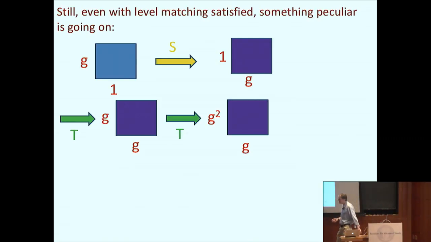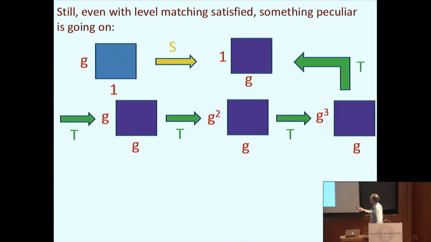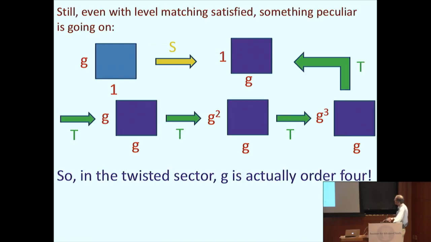So that's funny. T-duality is supposed to be an involution. R goes to 1 over R. You do it twice, it's the same thing, right? Well, if you just keep going, you find that after 4 tau to tau plus 1 transformations, you do come back to the original partition function. And so in the twisted sector, g is actually order 4.